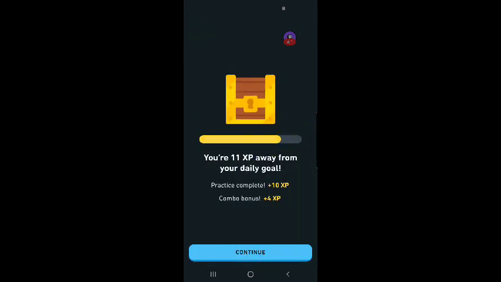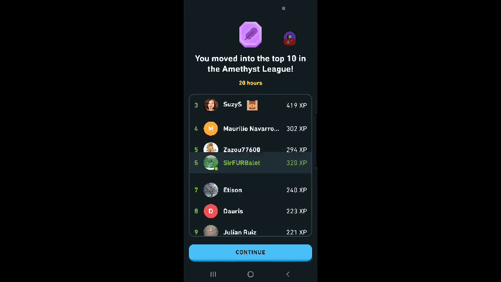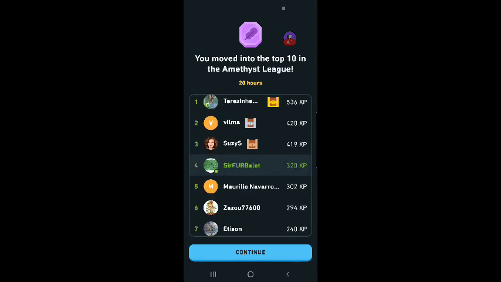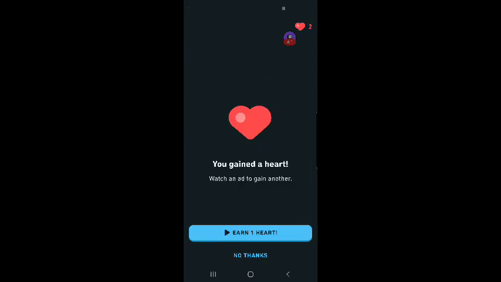You're 11 XP away from your daily goal. Continue. Gone up to the fourth slot in the Amethyst League. Continue. Earn one heart.